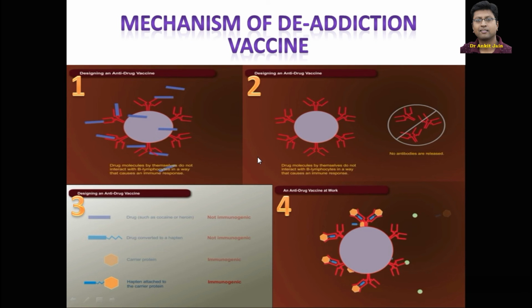So what is the mechanism of the de-addiction vaccine? The drug is very small in molecular size, so it will not bind to the antibodies present in the B cell. The drug is not immunogenic, so we first have to make it immunogenic by binding it with a hapten and carrier molecule, and then we inject it into the human body, and then the body will produce different antibodies.